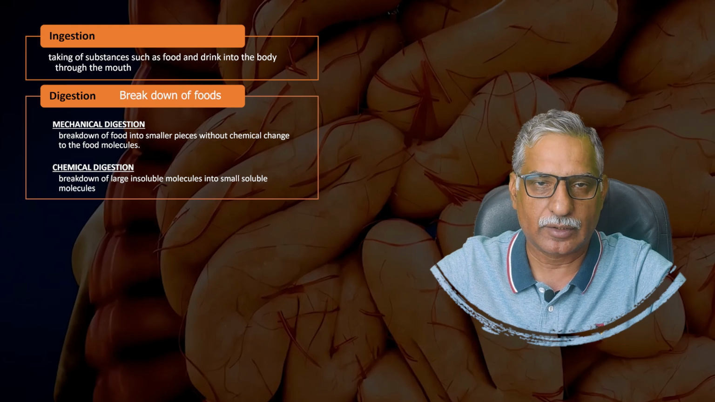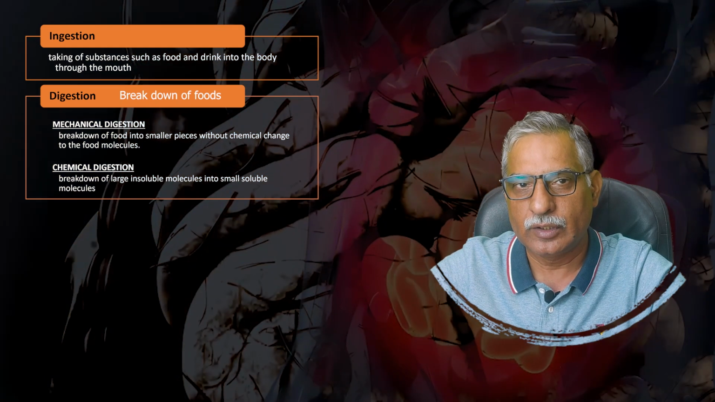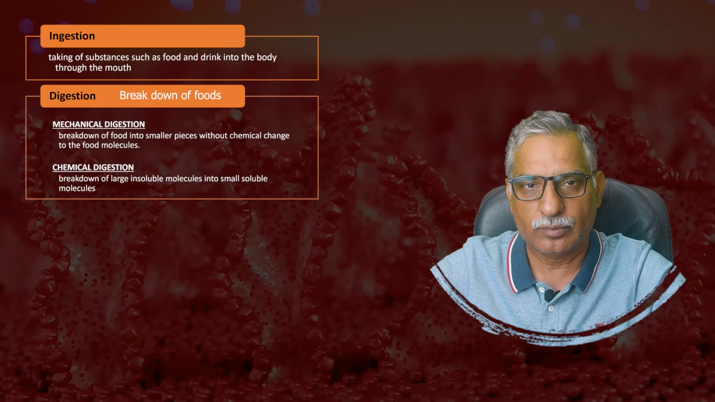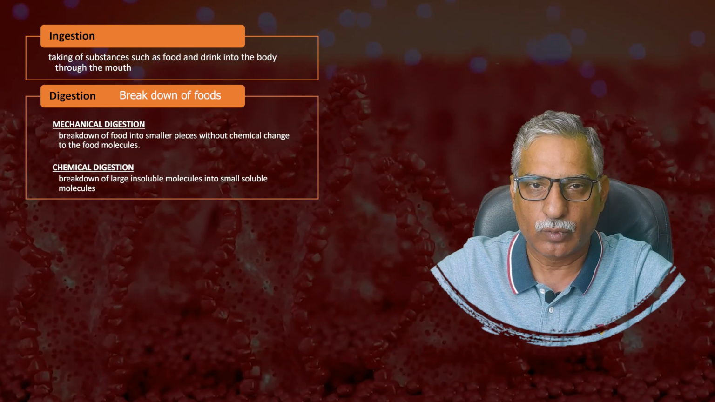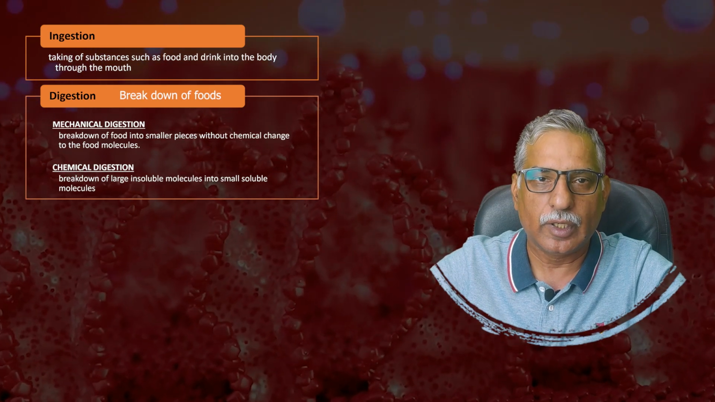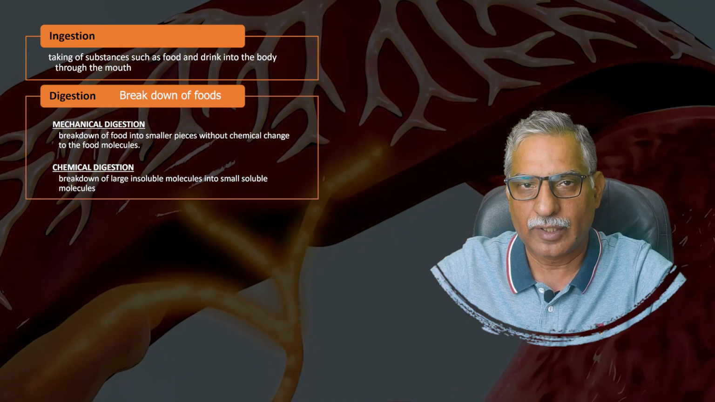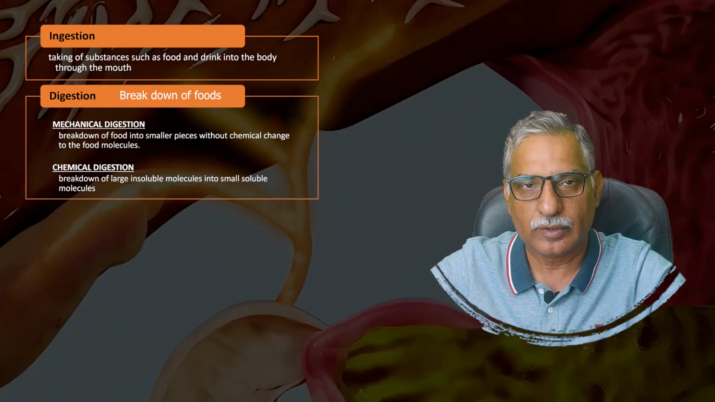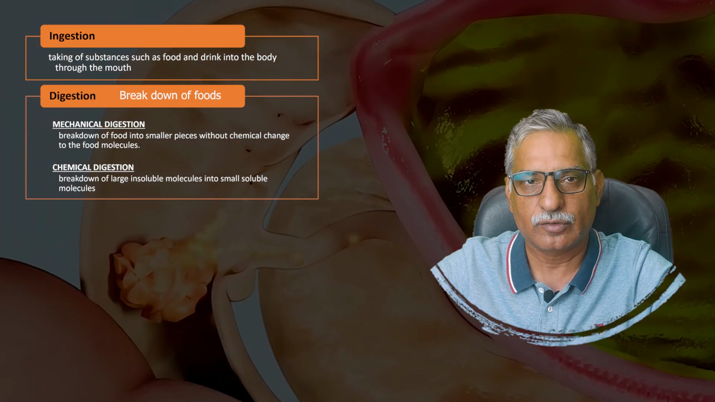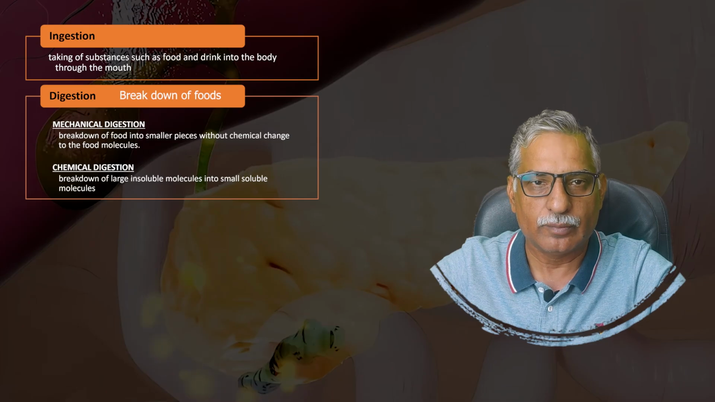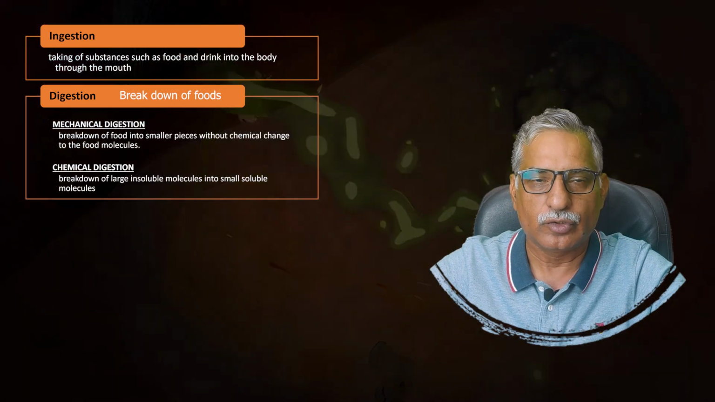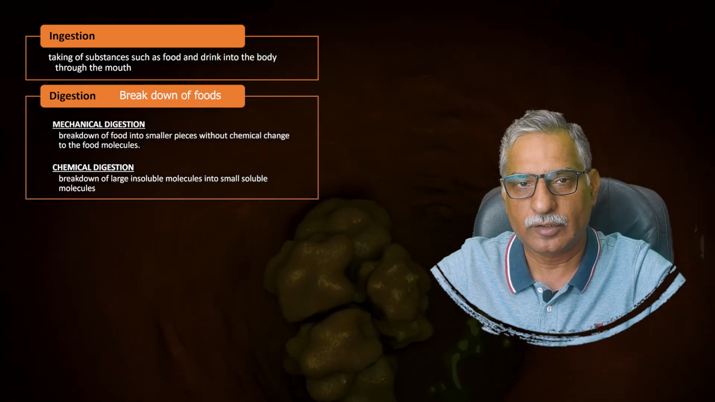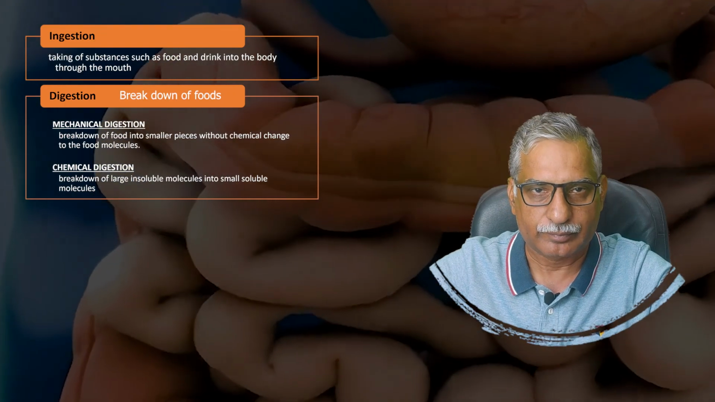Then comes chemical digestion. In chemical digestion, enzymes are involved, and larger, complex and mostly insoluble food molecules are broken down into smaller, soluble and simpler molecules that can be taken up by the cells and utilized as per their need. So enzymes are involved, and the complex molecular status of the food is converted into the simplest molecular status. This process occurs in the mouth, in the stomach, and in the small intestine of the human digestive system.